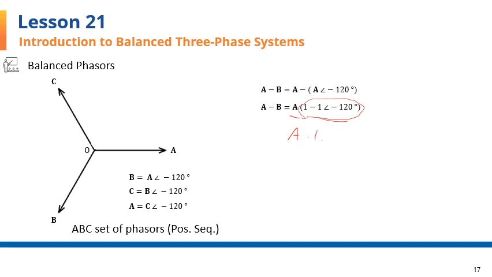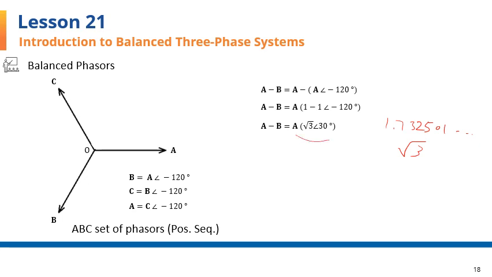times 1.73205, etc., with a positive 30 degrees angle. And I have it written out here. A minus B equals A times the square root of 3 with 30 degrees, because that's 1.73205, etc., is the square root of 3.